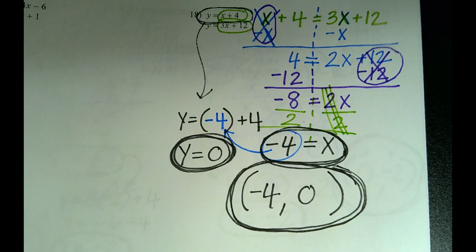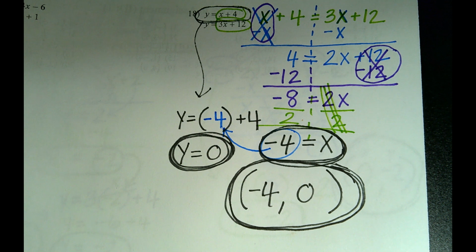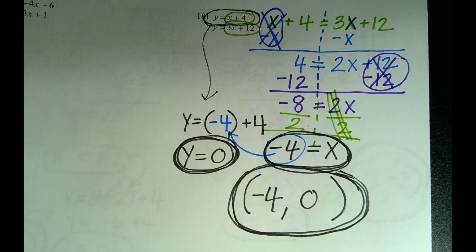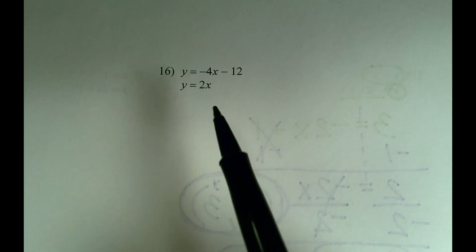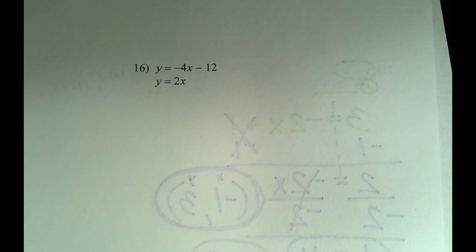All right, any questions about that one? Okay, what other numbers on this worksheet would we like to see? Number 16. Okay, let's go ahead and look at 16. This is a good one. y equals negative 4x minus 12 and y equals 2x.